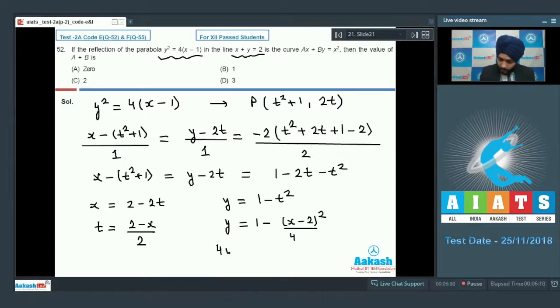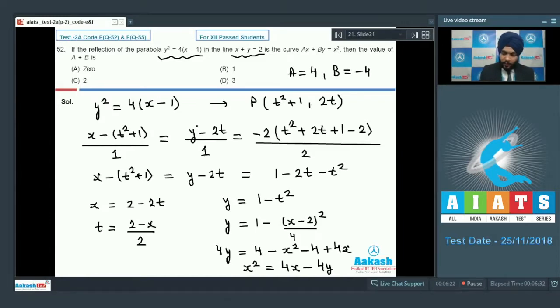So 4y is equal to 4 minus x square minus 4 plus 4x. So this gives me x square is equal to 4x minus 4y. This is the locus, representing it in the form of ax plus by. A is 4, b is minus 4. The question is asking me the value of a plus b. Option number A is true. Okay, let us move on to next question.